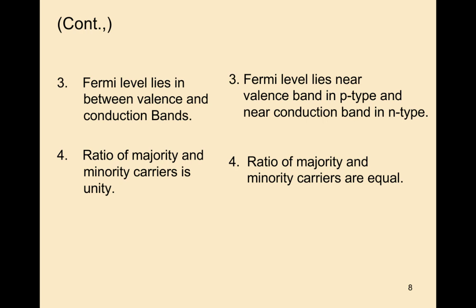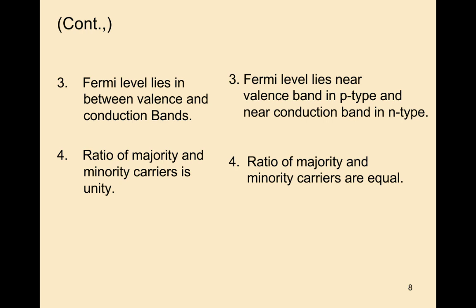So these four points are the differences between intrinsic and extrinsic semiconductor. What is the first difference? Intrinsic is a pure form, extrinsic is the impure form. It is formed by adding impurities to the pure semiconductor. Second difference is what? Number of holes and number of electrons are equal in intrinsic semiconductor, but in extrinsic semiconductor the number of holes and electrons are not equal. Number of holes are more in p-type, number of electrons are more in n-type semiconductor.